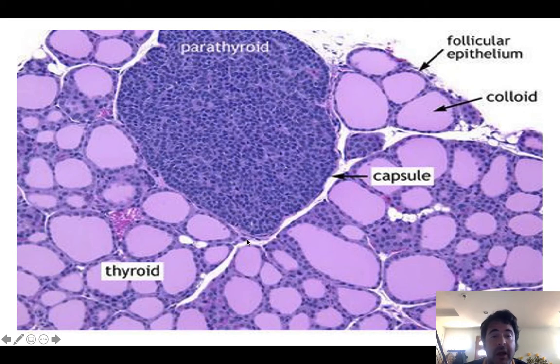The parathyroid gland, in fact, has a little capsule surrounding it, and this tissue is structurally and functionally unique from this tissue. The parathyroid gland serves a unique functional role, and in some respects it's even more important than the thyroid gland. I hate to say more or less, but the regulation of blood calcium is very, very important.